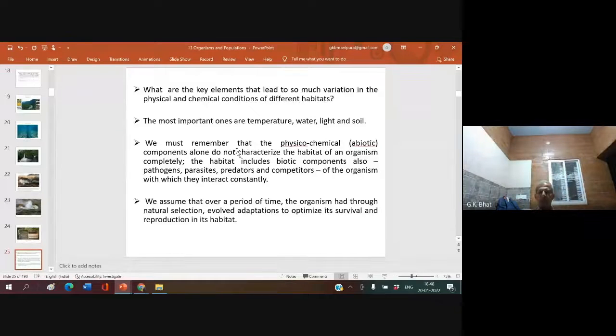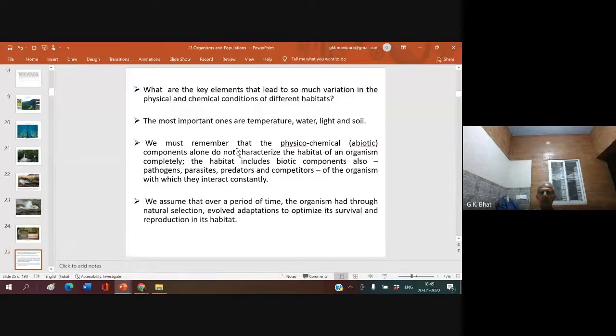We must remember that the physico-chemical, what others call abiotic component, alone does not characterize the habitat of an organism completely. It is not that only environmental condition characterizes habitat. What is habitat? Habitat is the place of occurrence. Wherever you are present, that is habitat. Mainly, the entire Earth is divided into two habitats. What are the two habitats?